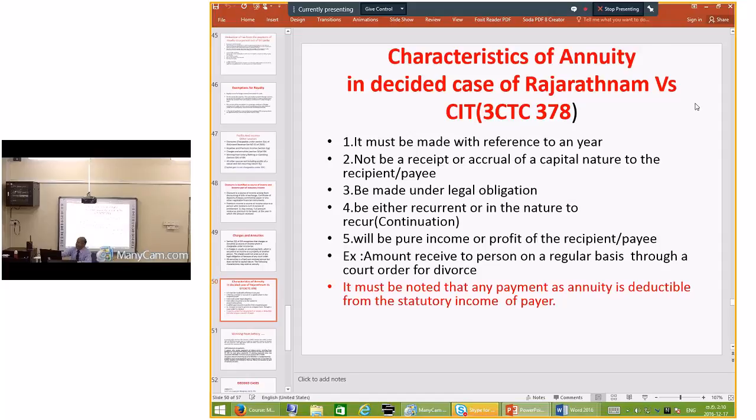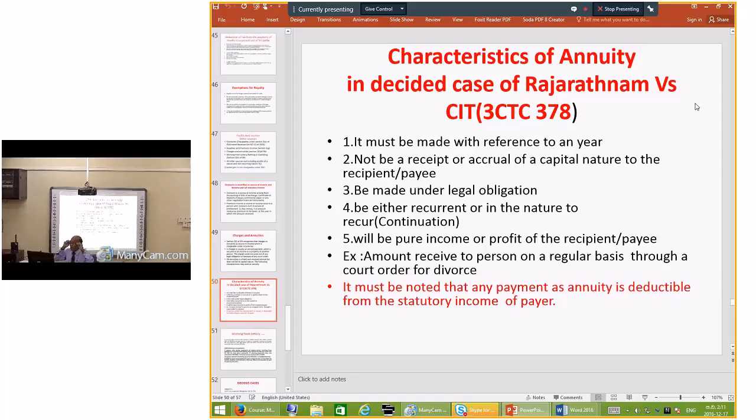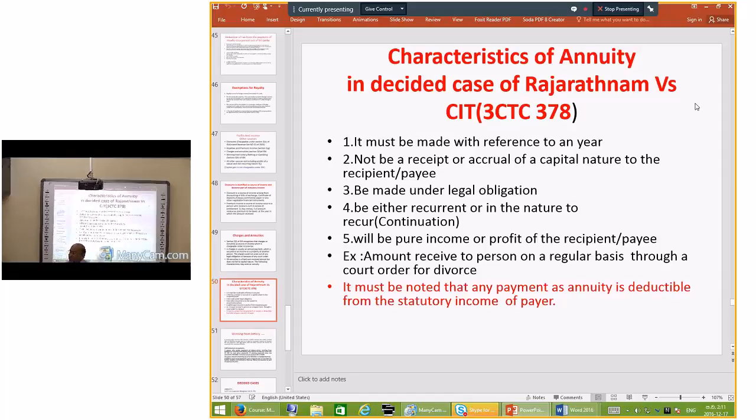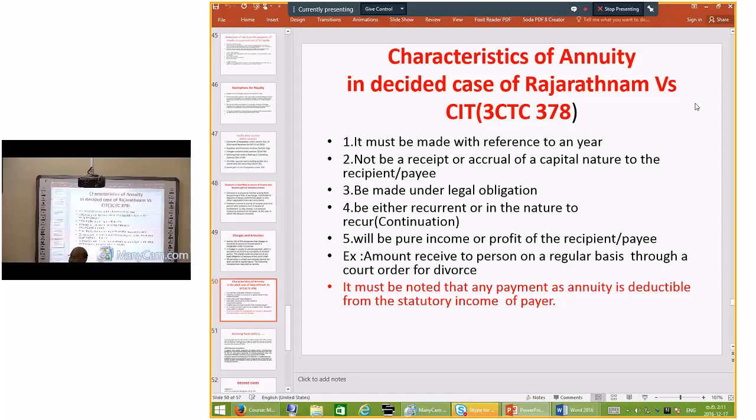Now if you take volume 3 of our tax cases, and go to page 378, you can read Rajaratnam versus. Next time I will bring some books to show you the volume. In that case, these are the findings. The court listened to both parties and the facts of the case and decided in that way.